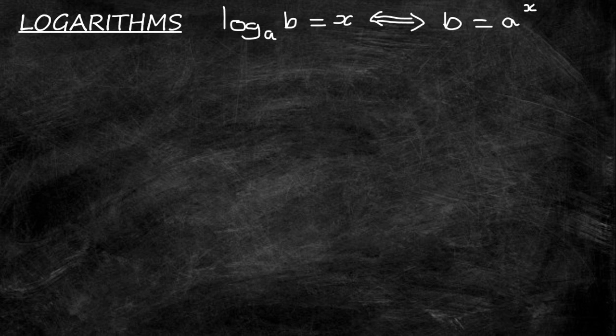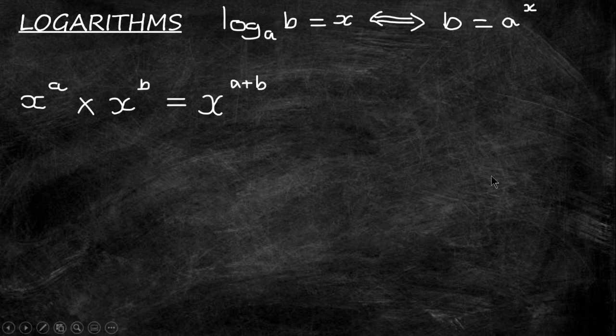Now, we're going to do this using rules we already know about indices. Some common rules for indices I'm going to go over now, and hopefully you're all familiar with these from GCSE or from earlier in your A-level course. So the first of these rules is that x to the power of a times by x to the power of b is equal to x to the power of a plus b.